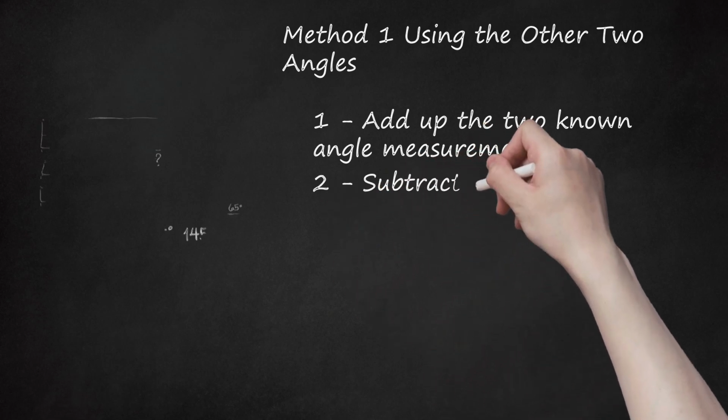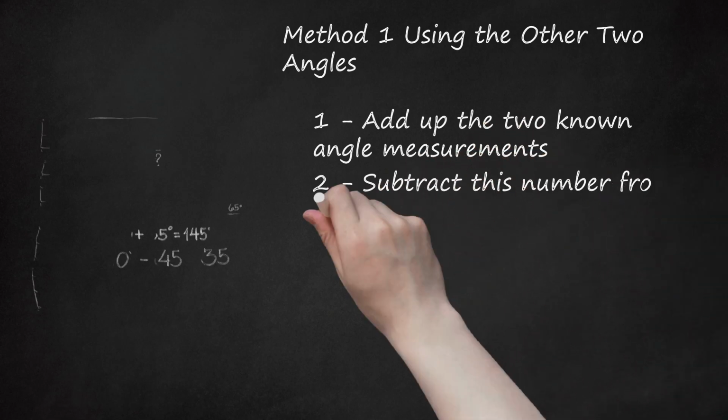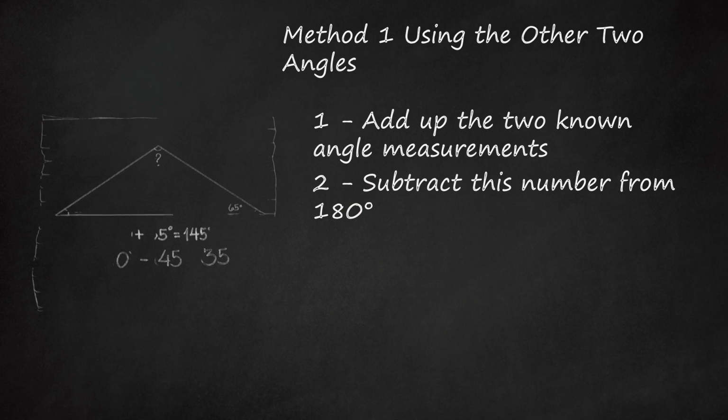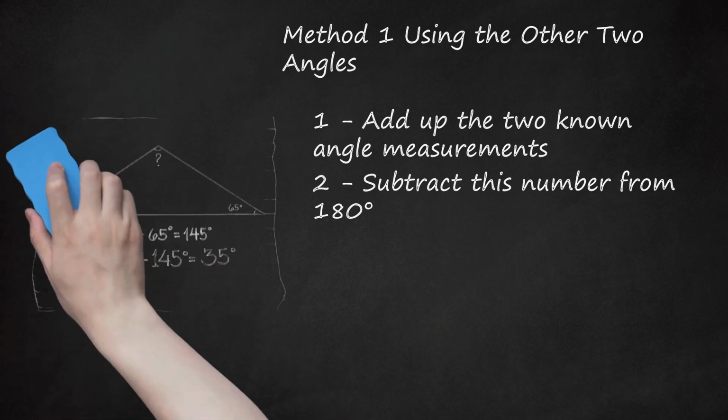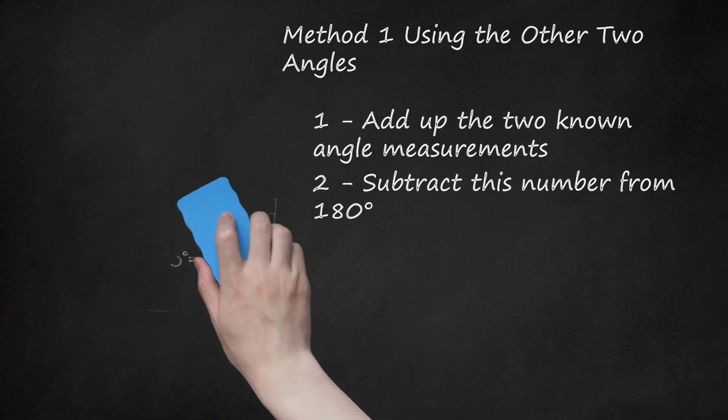2. Subtract this number from 180 degrees. The angles in a triangle add up to 180 degrees. Therefore, the remaining angle must make the sum of the angles up to 180 degrees. In this example, 180 degrees minus 145 degrees equals 35 degrees.